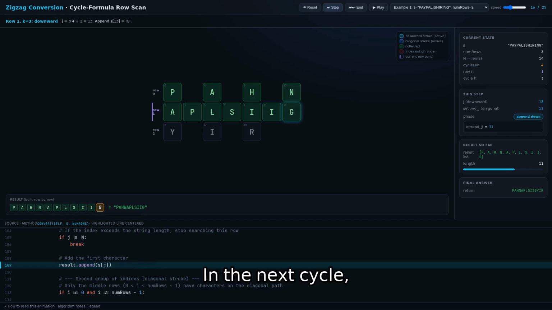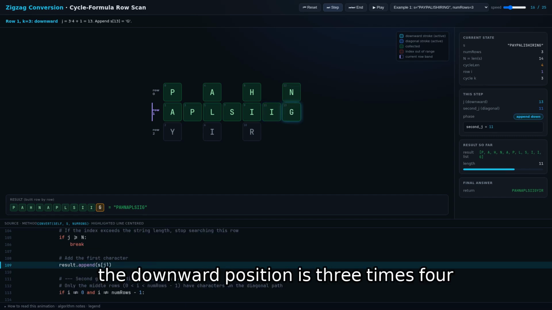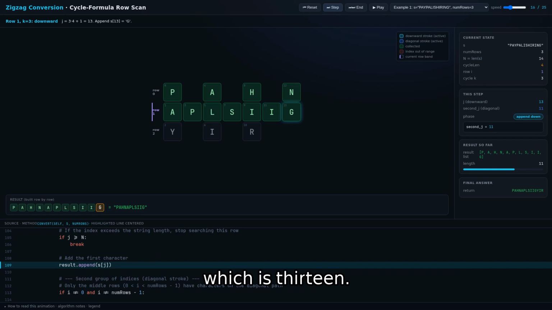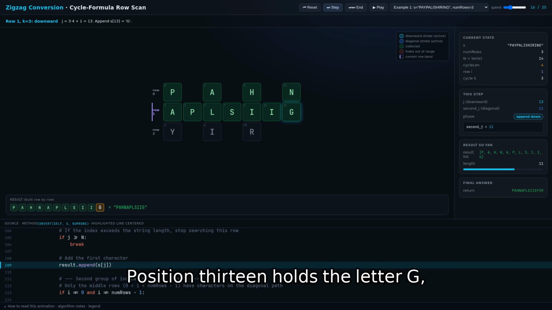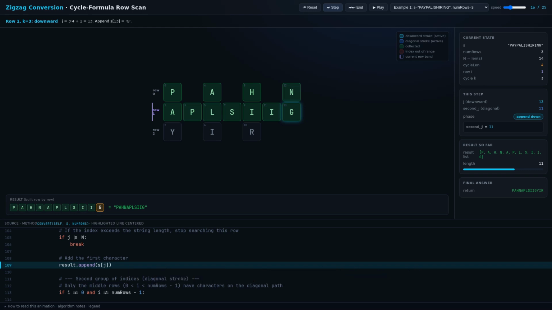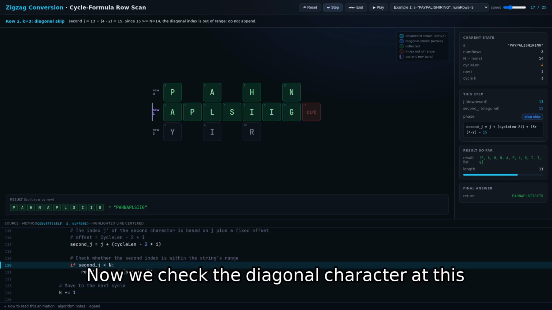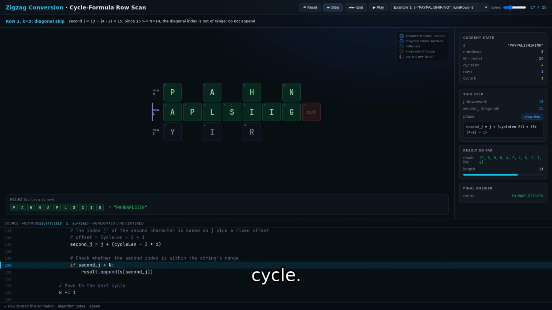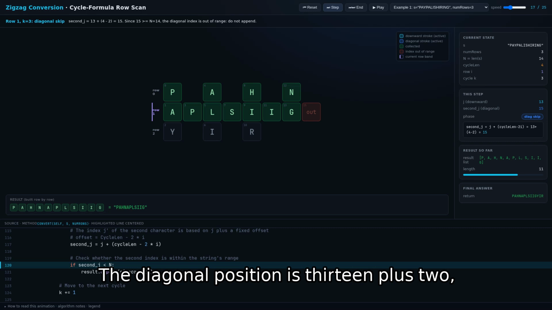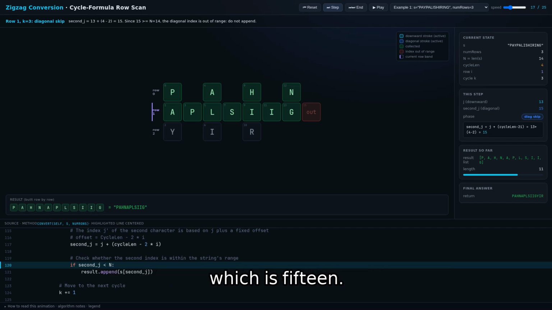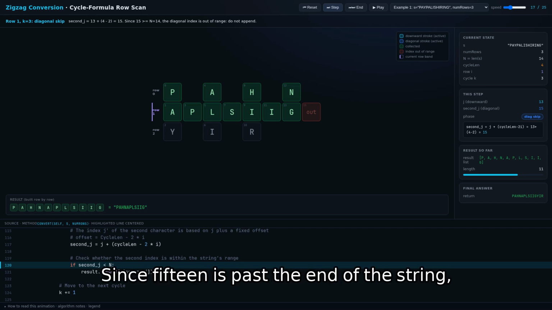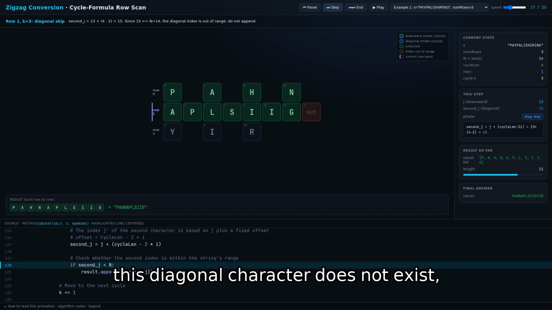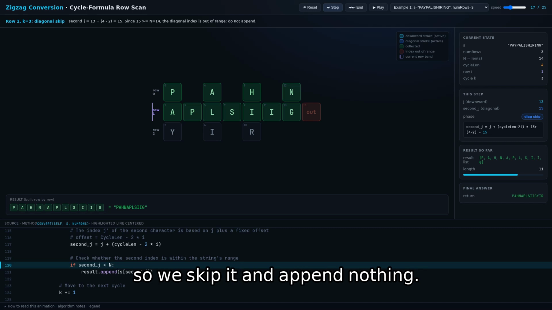In the next cycle, the downward position is 3 times 4 plus 1, which is 13. Position 13 holds the letter G, so we append G. Now we check the diagonal character at this cycle. The diagonal position is 13 plus 2, which is 15. Since 15 is past the end of the string, this diagonal character does not exist, so we skip it and append nothing.